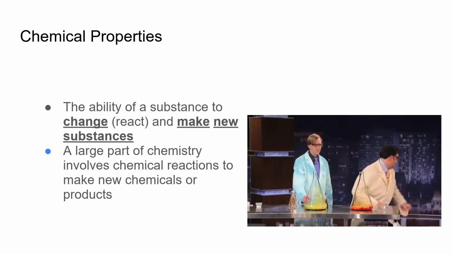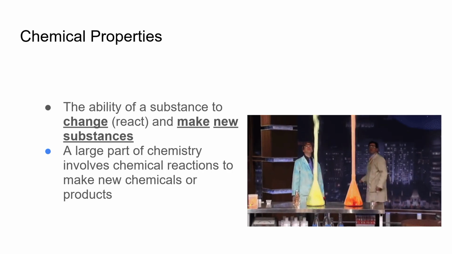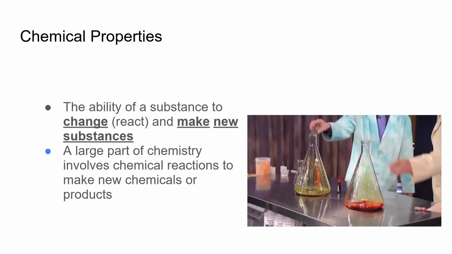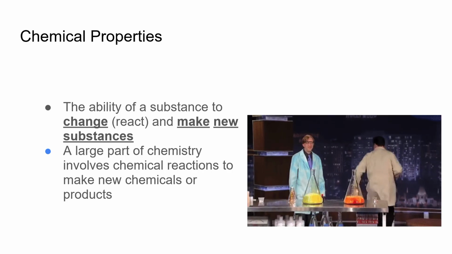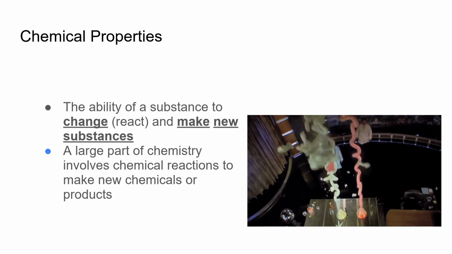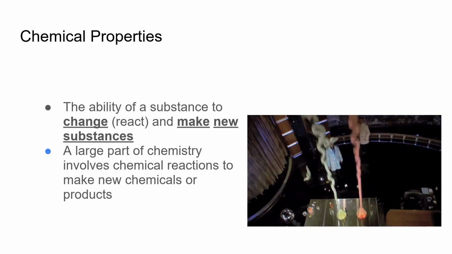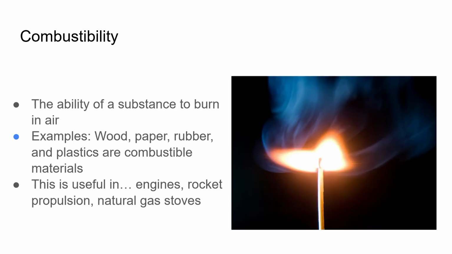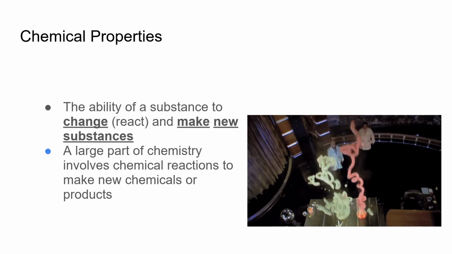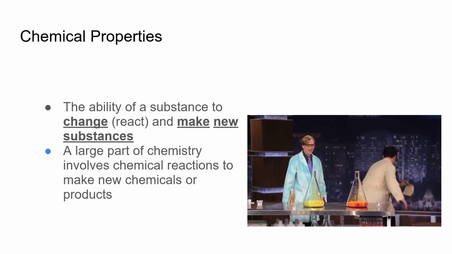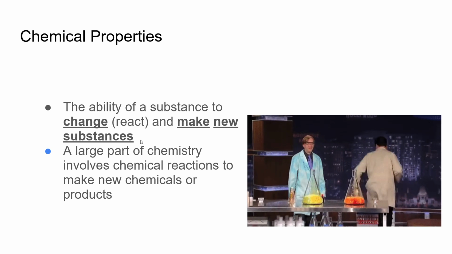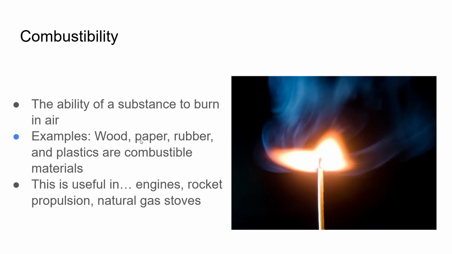Now, going on to chemical properties. It's the ability of a substance to change or react and create new substances. This is really important in chemistry, where most of what you're going to do involves chemical properties. So combustibility. Let's go back to our definition here. Make new substances. It's highlighted and bolded here. Combustibility is the ability of a substance to burn in air. For example, wood, paper, rubber.